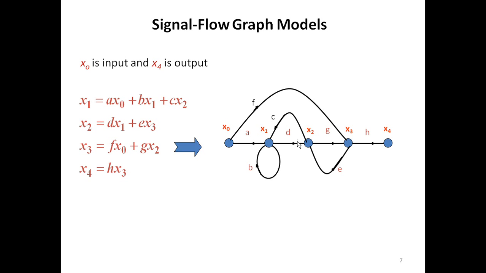X2 is dX1 plus eX3. So this is dX1 plus eX3. Then X3 is fX0. So from X0 multiplied with f, it comes to the X3. And gX2. Where is the X2? This is gX2. And fourth, last, X4 is equal to h into X3. So this is a perfect signal flow graph for all these equations.